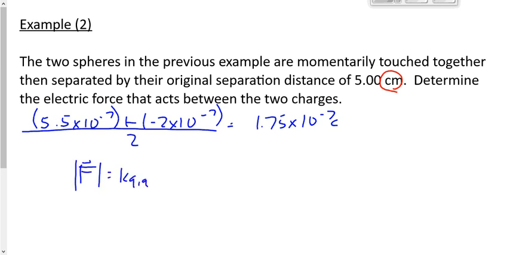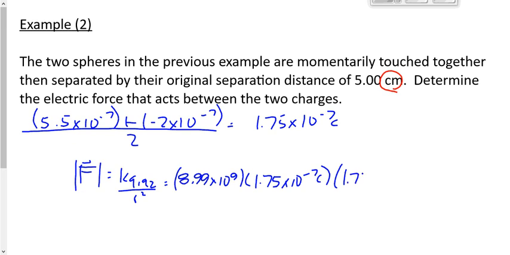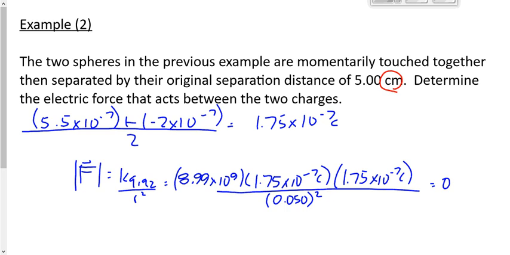It's kQ1Q2 over R squared, or 8.99 times 10 to the 9 times Q1, which is 1.75 times 10 to the negative 7. Now it is. It wasn't before, but now it is. Times 1.75 times 10 to the negative 7. Was negative 2 times 10 to the negative 7, but now it's 1.75. Divided by R, which is 0.050 squared. And we solve for this force, we get 0.110 newtons.